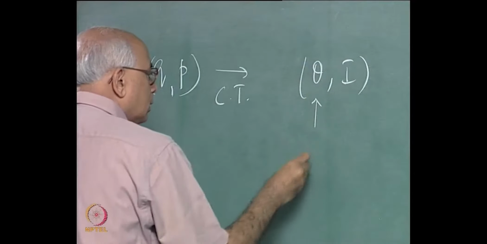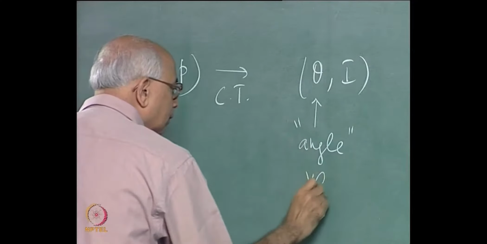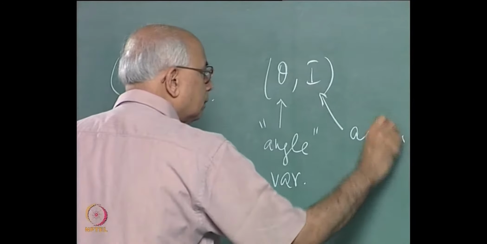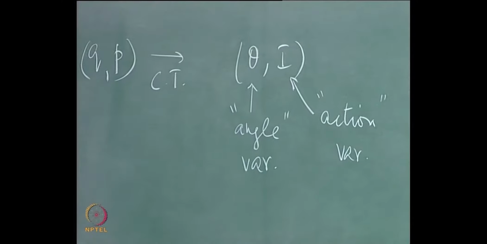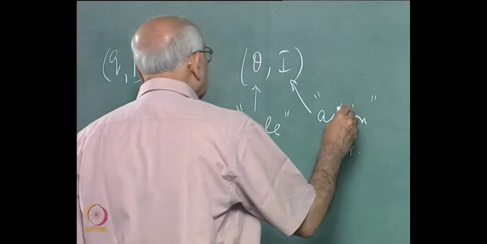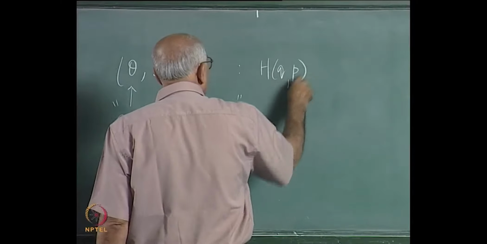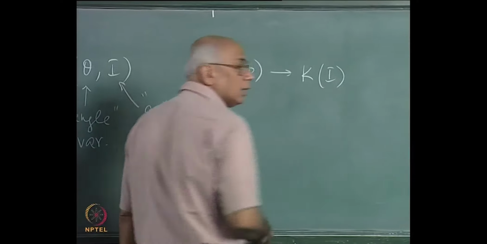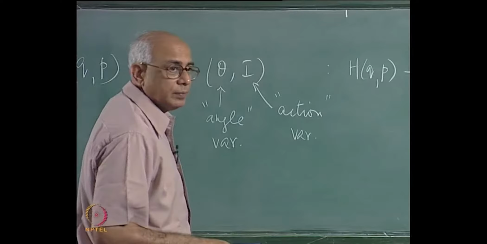and these quantities were called angle variables and these were action variables. Right. And now we also discovered that under this transformation the Hamiltonian H(q,p) for an integrable system goes over into some function of the i's alone, and Hamilton's equations were preserved in structure.